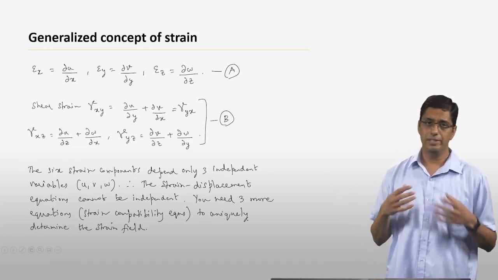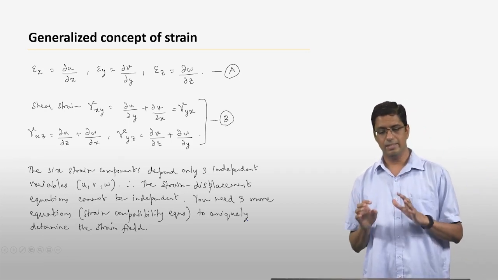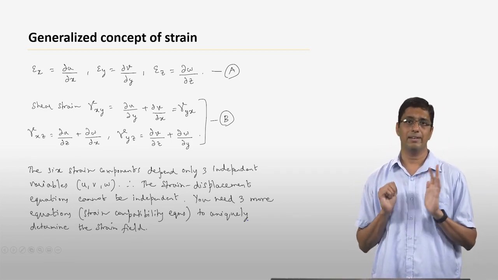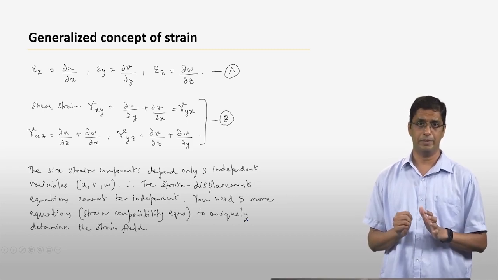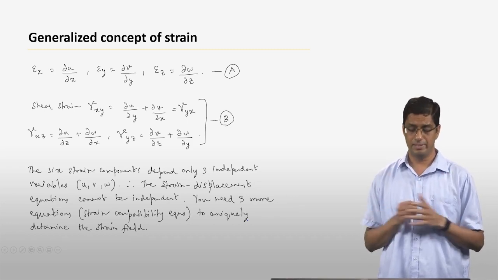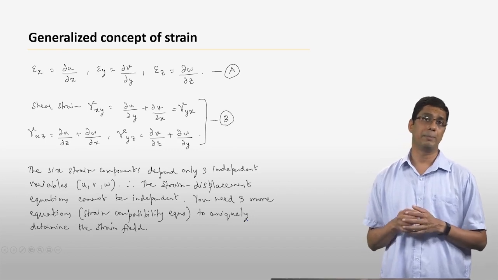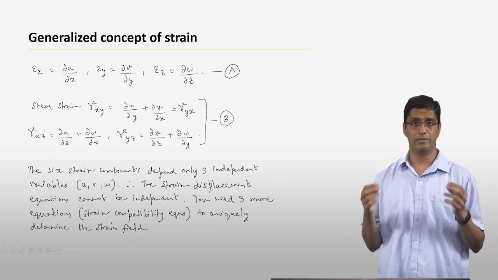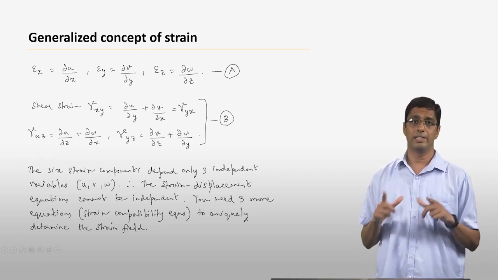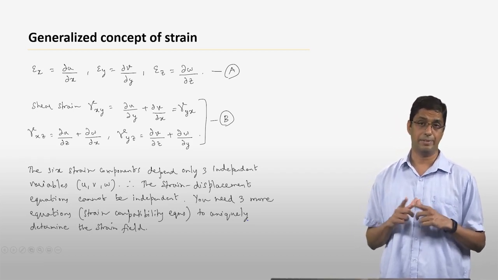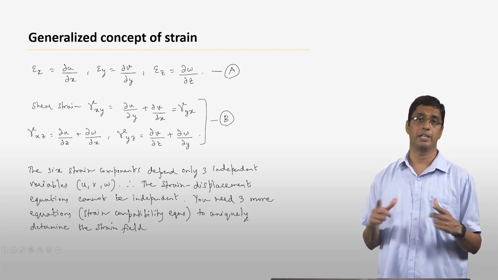This automatically tells you that this set of equations alone can't uniquely determine or uniquely define a strain field. Because if you have this kind of a relationship, you can basically have multiple strain fields for the same displacement field. So somehow you have to constrain the strains at a particular point, or the strain components at a particular point.